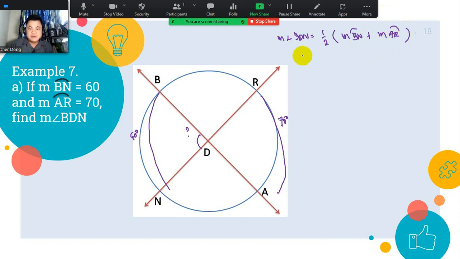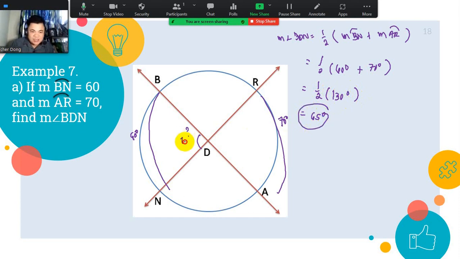Then after that, we will substitute the values. 1/2 times the measurement of arc BN, which is 60 degrees, plus the measurement of arc AR, which is 70 degrees. Then 60 plus 70 is 130 degrees. And then get the half of it. So 1/2 times 130 degrees is 65 degrees. So the measurement of the angle is 65 degrees.